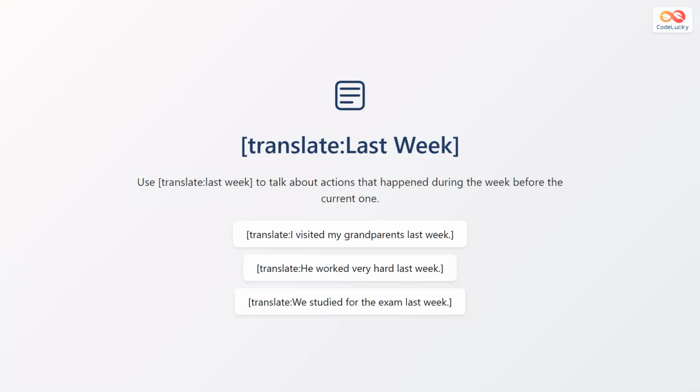The phrase last week means the week before the current one. It helps us talk about actions that happened during that time. For example, I visited my grandparents last week. He worked very hard last week. We studied for the exam last week. The word last can also be used with other time periods, like last night or last month.